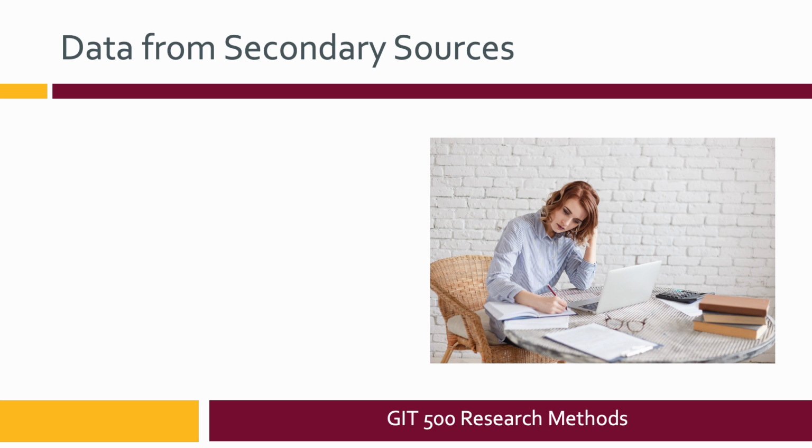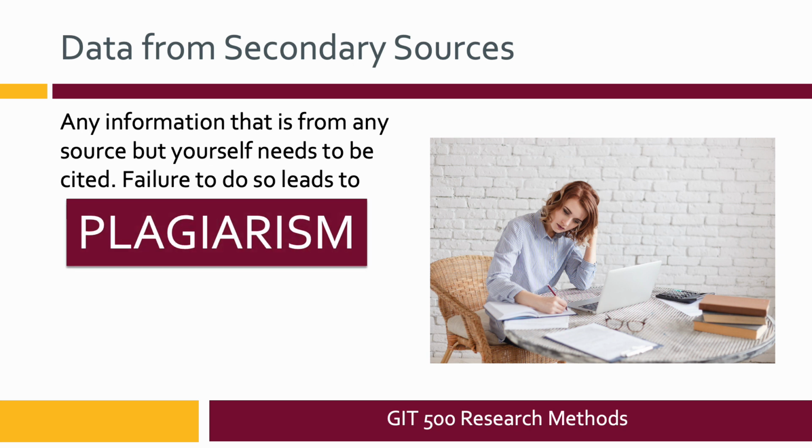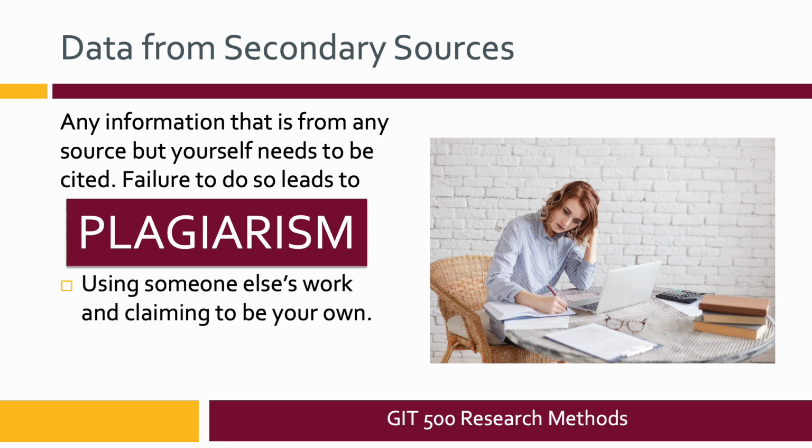Now let's talk about getting data from secondary sources. This is anything that you use in your research that you did not get directly from participants. So that is any information from any source but yourself, and that always needs to be cited. There needs to be citations in anything you write down. So papers and literature reviews have to be cited and attributed to that other source. And failure to do so leads to plagiarism. That is what plagiarism is. Okay? That's using someone else's work and claiming it to be your own.